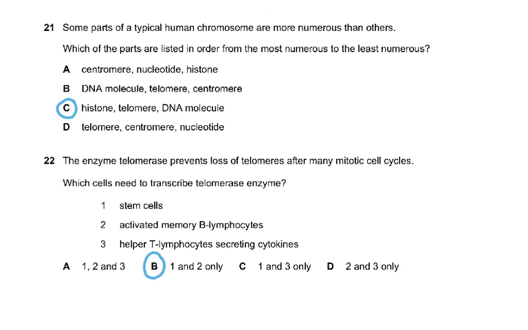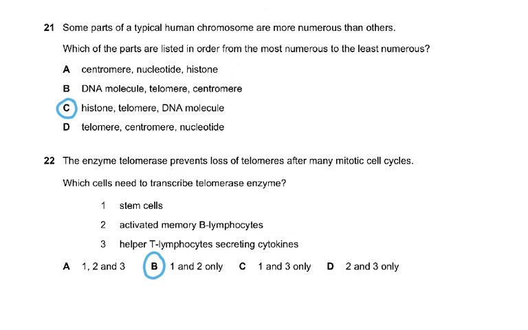Then number 22. The enzyme telomerase prevents loss of telomeres after many mitotic cell cycles. Which cells need to transcribe the telomerase enzyme? Stem cells, activated memory B lymphocytes, helper T lymphocytes secreting cytokines. Now, of course, a helper T cell secreting cytokines would not need to make telomerase because it makes this chemical. So those cells which are going to multiply will need the telomerase enzyme.